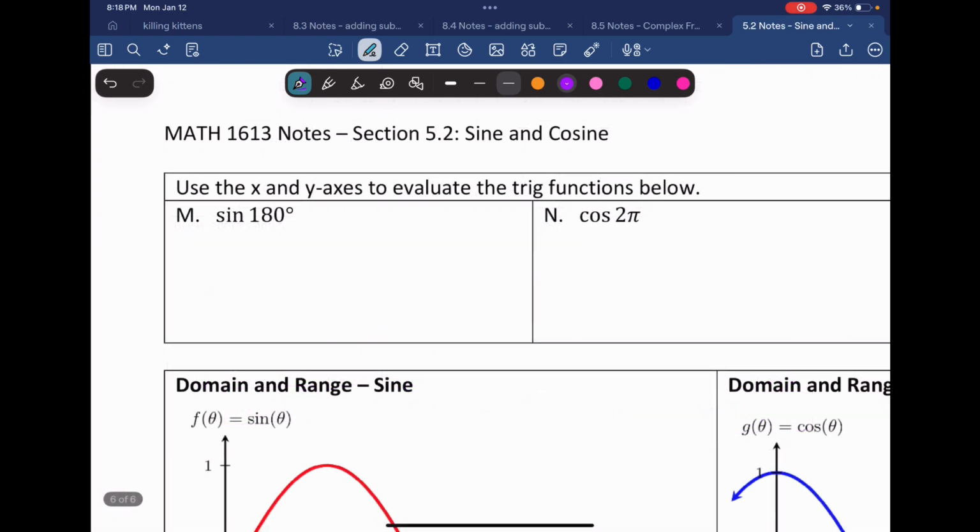Okay, using the x and y axis to evaluate trig functions. So 180 degrees is over here. Okay, so that means I went left 1, up 0. Sine is the y-coordinate, so that's the 0. So sine 180 is 0.